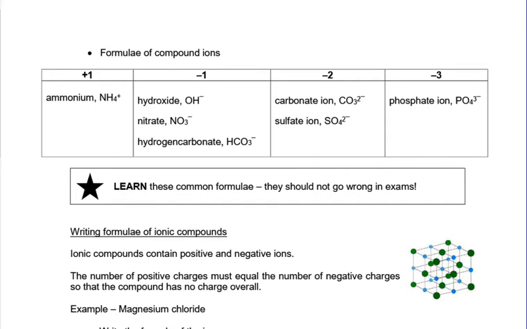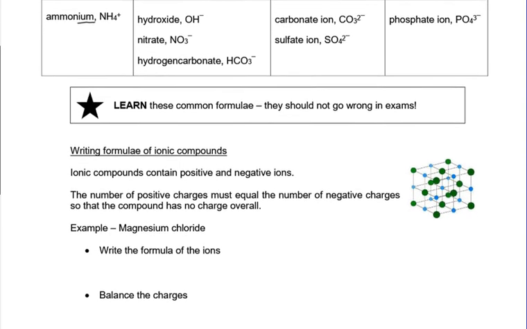We've got the only positive one you need to know. It's called the ammonium ion. If you remember in a previous section I highlighted ammonia and made a point of saying ammonia. Now we've got ammonium, and now it's NH4+. Ammonia is NH3, ammonium, NH4+. We've got hydroxide, nitrate and hydrogen carbonate. They're all 1-. Then carbonate, which is 2-, and sulfate and phosphate, which is 3-. You've got to learn these.